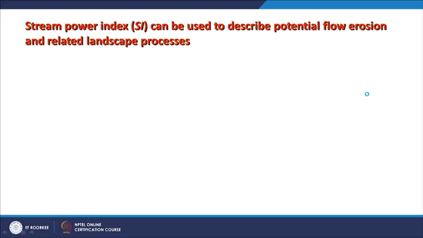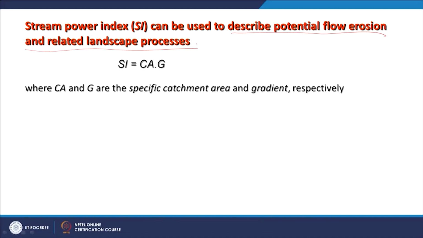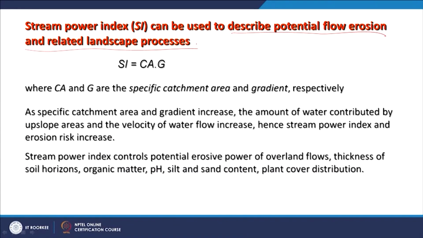Now, the stream power index, or we can also call it SI, can be used to describe potential flow erosion and related landscape processes. This can be calculated as SI equal to CA multiplied by G, where CA and G are specific catchment area and gradient respectively. So, as specific catchment area and gradient increase, the amount of water contributed by the upslope area and velocity of water will also increase. So, there is a direct relationship. Hence, stream power index and erosion risk increase.